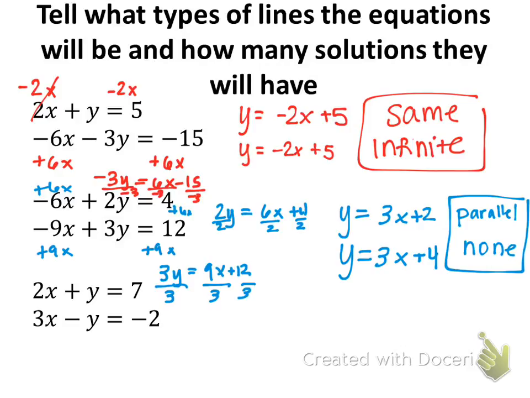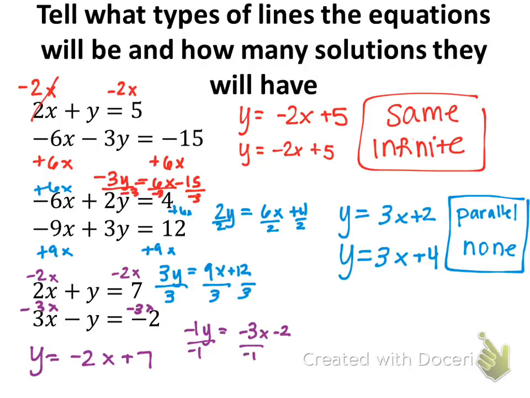And then last but not least, again, I want to get the y by itself. So I subtract 2x on both sides. And I get y is equal to negative 2x plus 7. Then I subtract 3x. And I get negative 1y is equal to negative 3x minus 2. Divide everything by negative 1. And get y is equal to positive 3x plus 2.